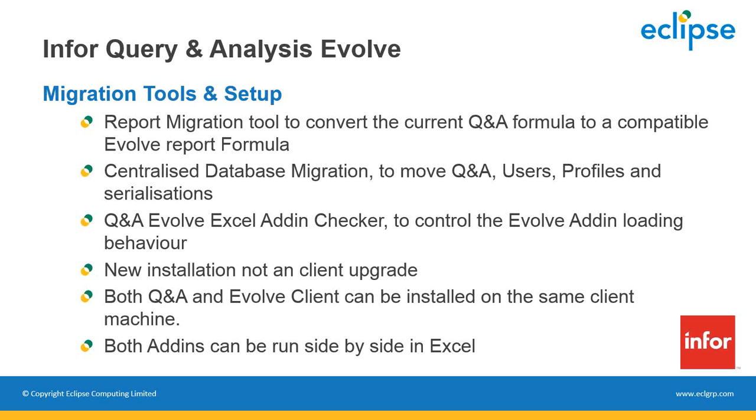And in terms of the client installation itself, it is not an upgrade, it is a new product, so it will be a new installation of the product. However, what we can do is run both versions of Q&A, so traditional Q&A and Q&A Evolve. Both of those clients can be installed on the same client at the same time, and both add-ins can actually run side by side in Excel. So what that means is, if you're gradually upgrading or gradually migrating reports, then you'll have the ability to run both products at the same time.